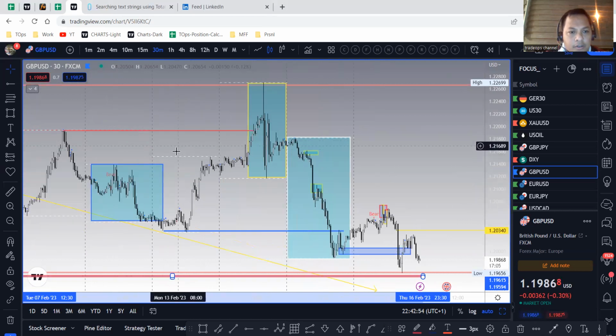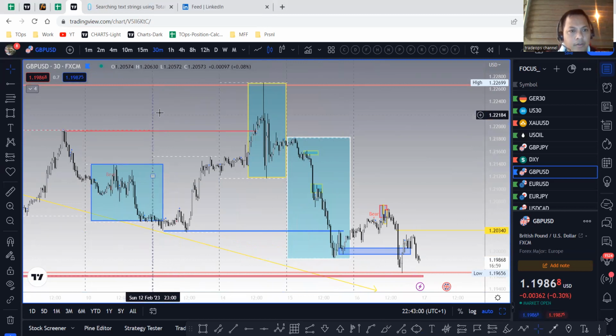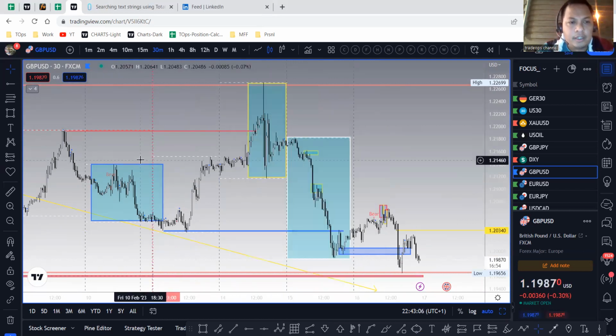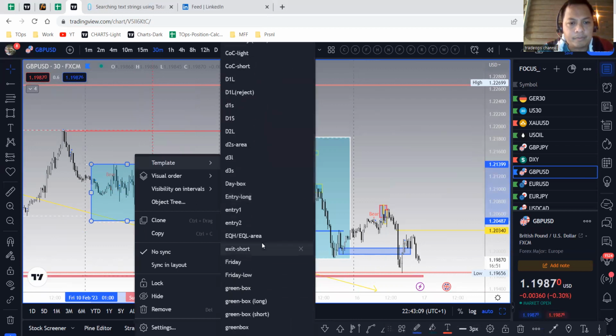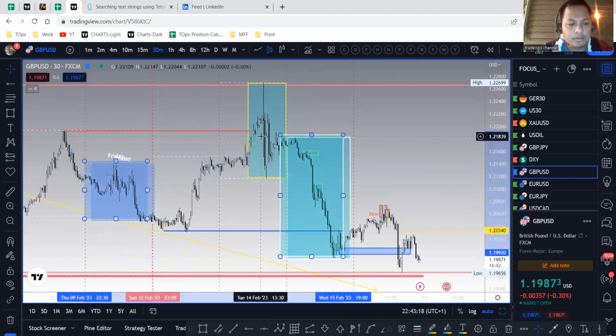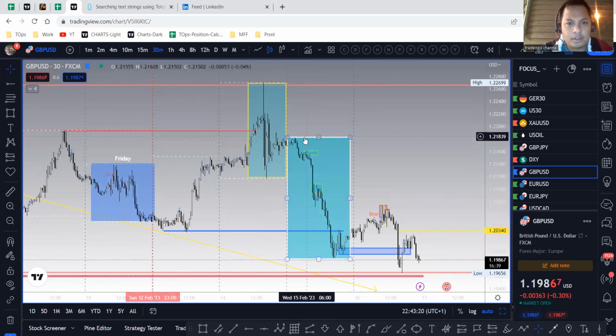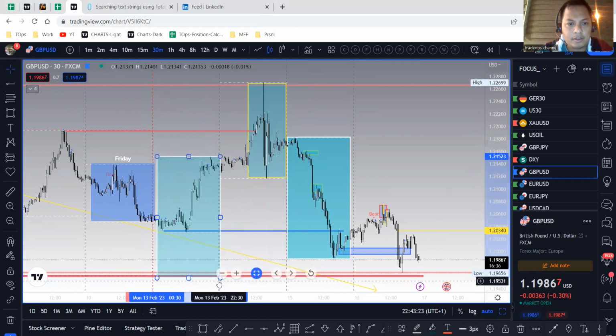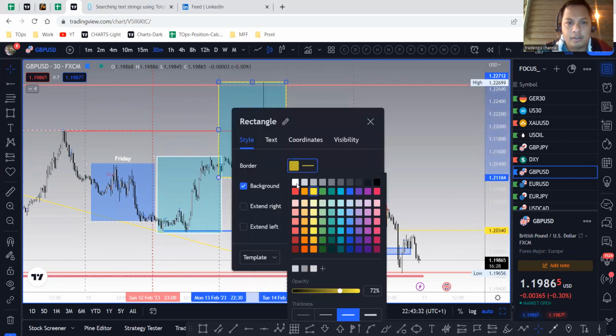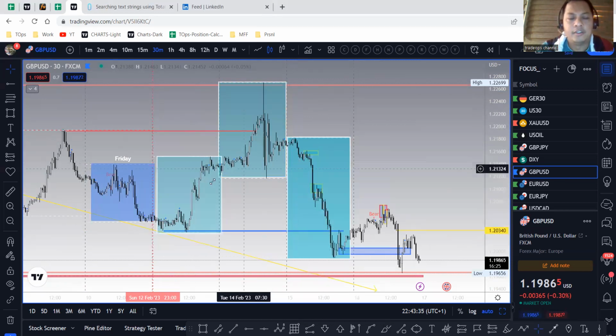So nandito yung separator natin. Lalagyan natin yung separator, which usually color it with red. And ito yung Friday box. Ito naman yung Monday. Sorry. Monday. High and low. Monday box. Ito naman yung Tuesday. At ito yung Wednesday. So ano ba yung nangyari?